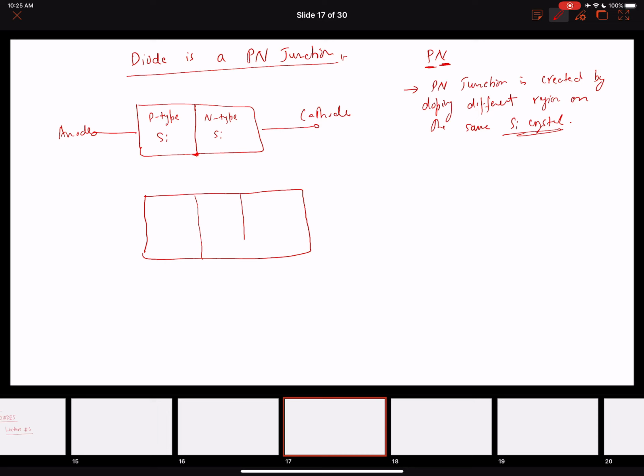All right, let me show you a slightly more detailed view of what is happening here, and then we will talk about how this is happening. Again, we have the anode and we have the cathode. This is a p-type material. This is an n-type material. We know that in a p-type material we have a bunch of holes. Holes are positive charge carriers. And in an n-type material we have a bunch of electrons. Electrons are negatively charged carriers.